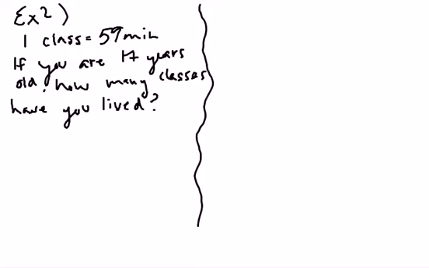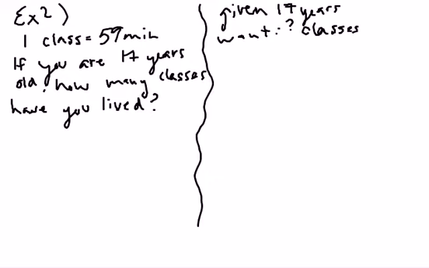Alright, so example 2. So let's just say that one class is equal to 59 minutes. So if you are 17 years old, how many classes have you lived? So remember, our given here is that we got 17 years, and we essentially want to know how many classes. So we want to have a pathway from years that extends to classes.